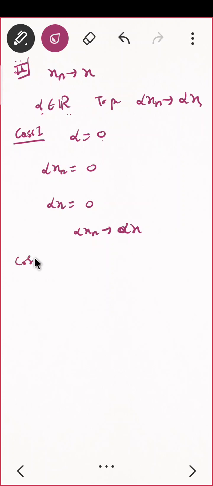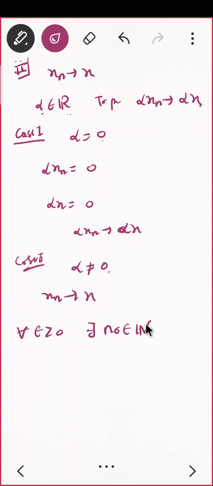So case 2 will be if my alpha is non-zero, correct? So if my alpha is non-zero, let me write the definition. What is the definition? xn converges to x is given. That means for all epsilon positive, there exists n naught belonging to the natural numbers such that mod of xn minus x is less than epsilon, for all n greater than or equal to n naught.